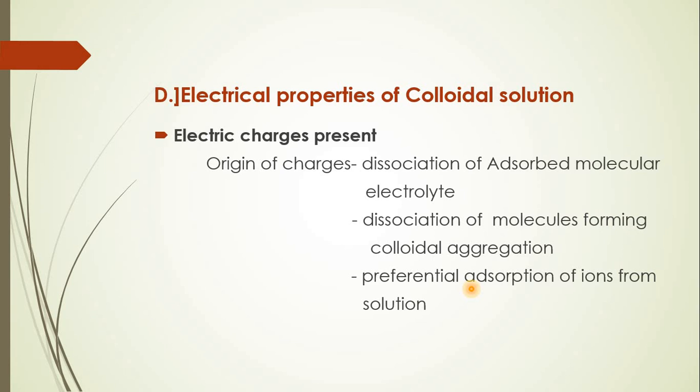For example, if I quote the example of ferric hydroxide solution, the hydrolysis of ferric chloride in warm water will result in formation of Fe(OH)3, and this will give rise to Fe3+ ions in the solution. This is because Fe3+ ions are common to the lattice of Fe(OH)3 particles, and the Fe3+ ions thus adsorbed will impart positive charge to the colloidal particles present in the solution, right?